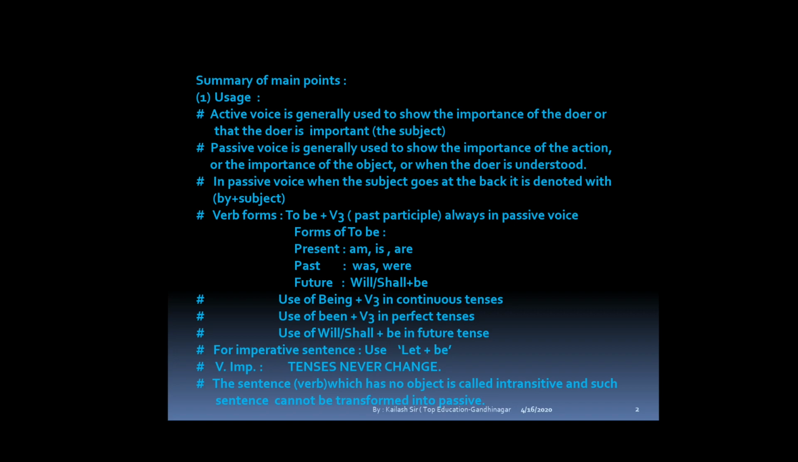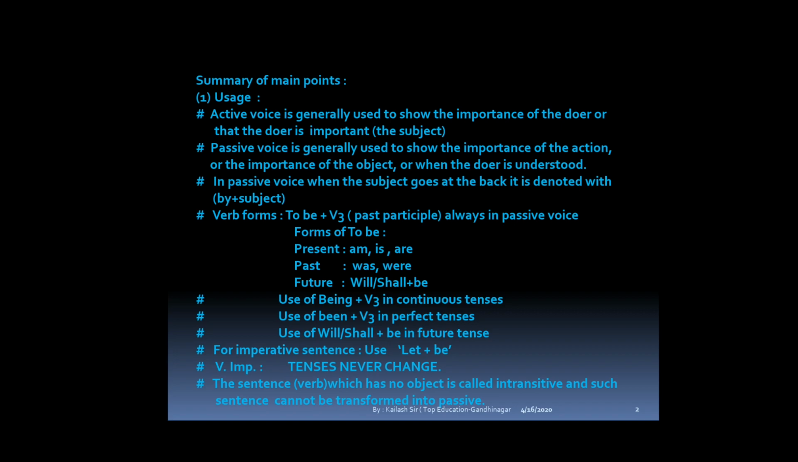Now, next important thing, verb forms. In passive voice, you have to always use to be plus V3. What is V3? It is the past participle form or the third form of the verb. Just as we have learned go, went, gone, going, that third form gone, it is called the V3.